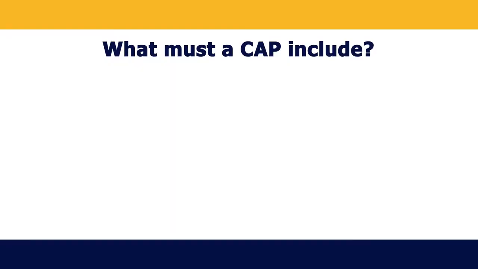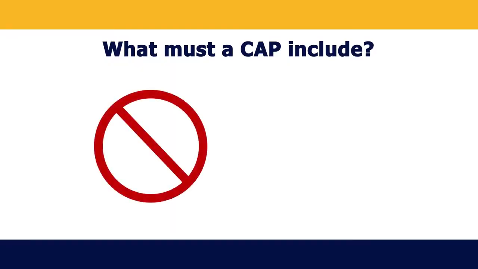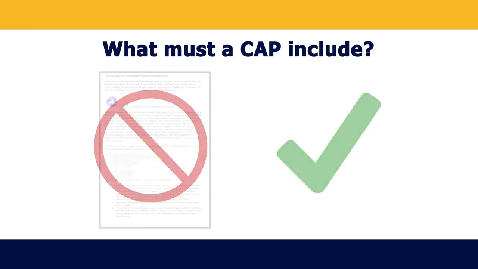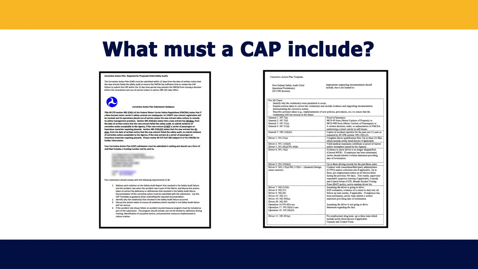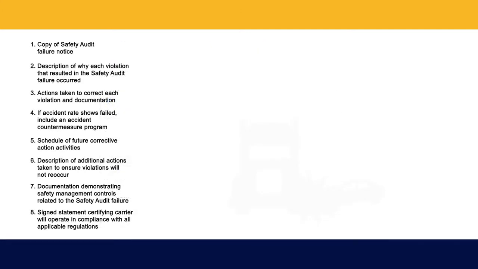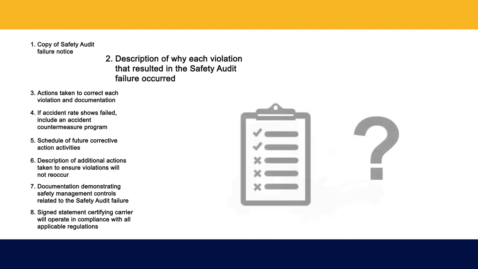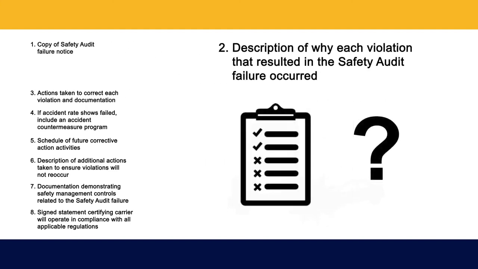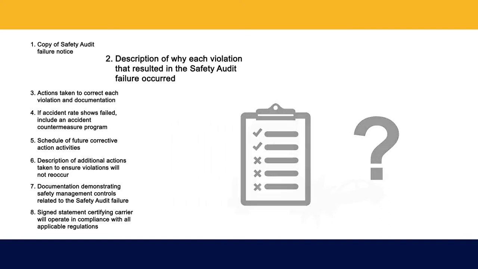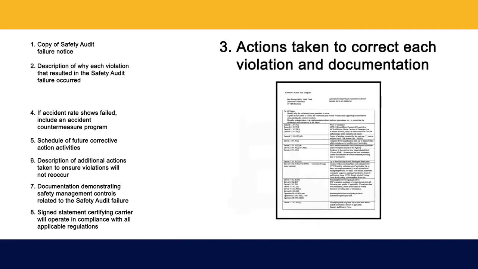A corrective action plan must address each violation that resulted in the safety audit failure and discuss the actions taken to correct the deficiencies. FMCSA will provide you with a CAP guidance document and template to help you submit a complete CAP. Specifically, the CAP should include a copy of your safety audit failure letter. Describe why each violation that resulted in the safety audit failure occurred. Describe the actions taken to correct the violations and include documentation demonstrating the actions taken.